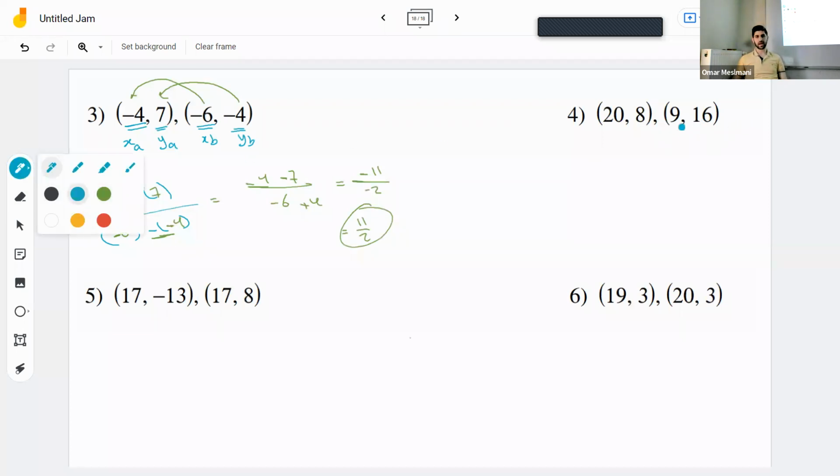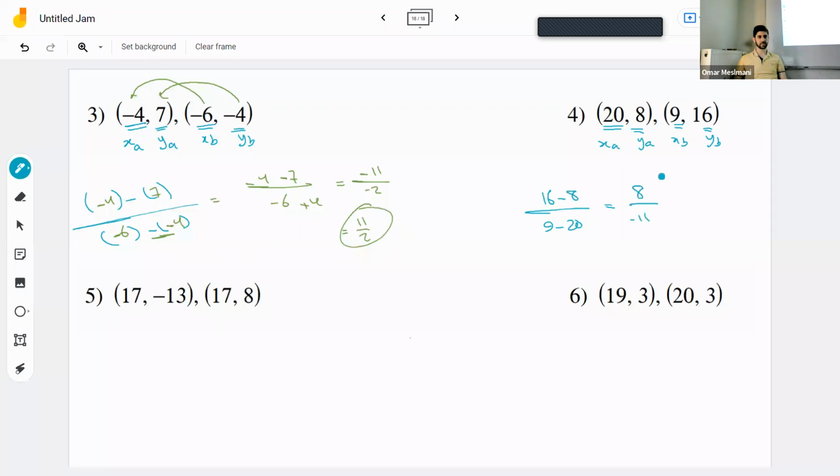Now I will do this one. I'm going to say this is the value of XA, YA, XB, and YB. So the formula is the difference of Y's over the difference of X's. So 16 minus 8 is 8. 9 minus 20 is going to be negative 11. So that's the final answer we have.